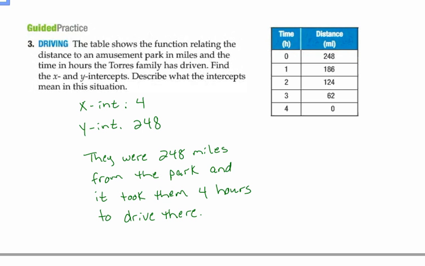Okay, one common mistake with students is that they want to look at x-intercept and say that it's the 248. Remember, x-intercept is when y is 0. So focus on that 0 of y, move over, x-intercept is 4. Y-intercept, focus on the 0 of the x, move over, and our intercept is 248. So what does this mean? We're dealing with time and distance. This is saying that they were 248 miles from the park. It took them 4 hours to get there. Very short and simple, but we can look at a table and we can interpret that and write it in, again, everyday terms.